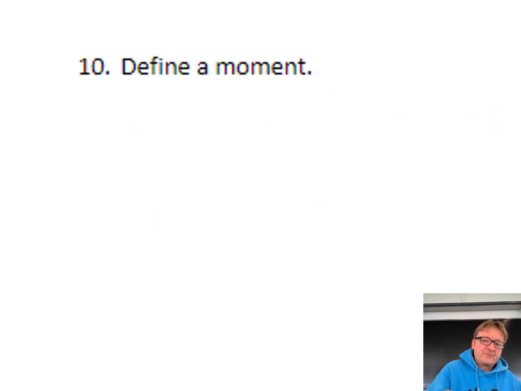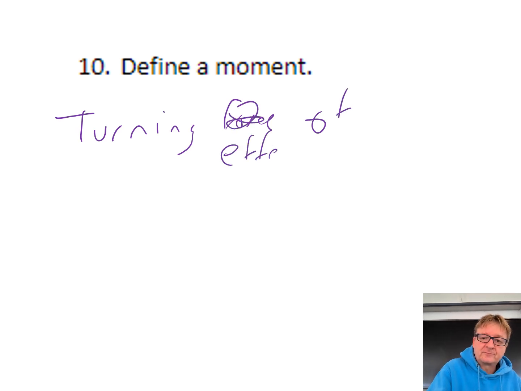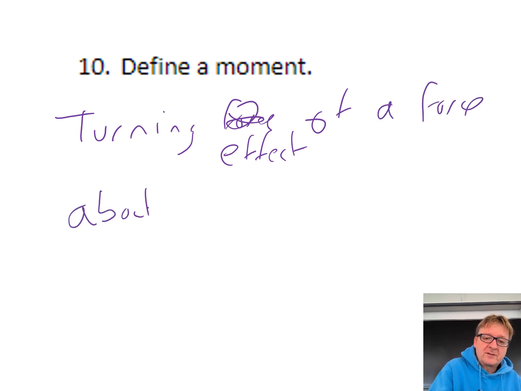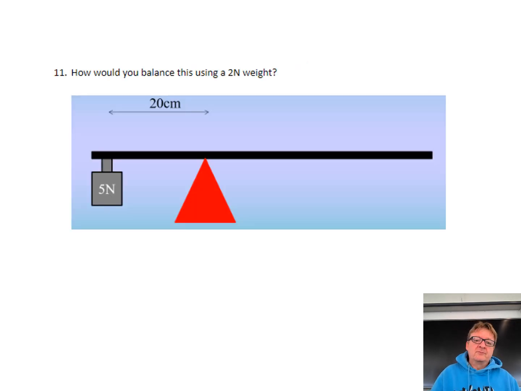Question number 10. Moment is the turning effect of a force about a pivot. Okay, so that's your definition. It's the turning effect of a force about a pivot. How would you balance this using a 2 Newton weight?